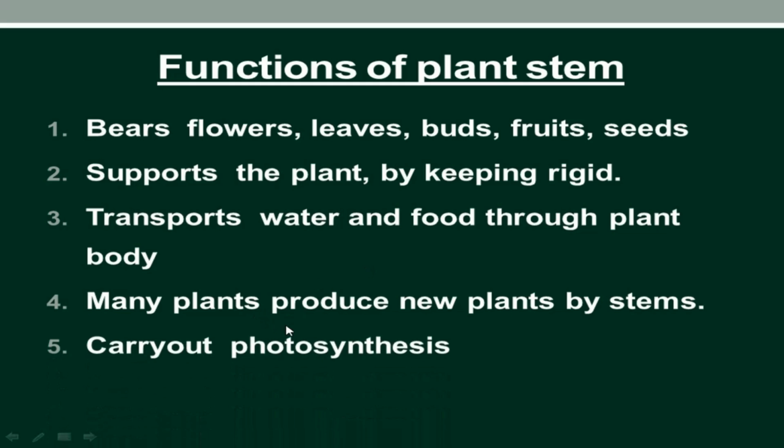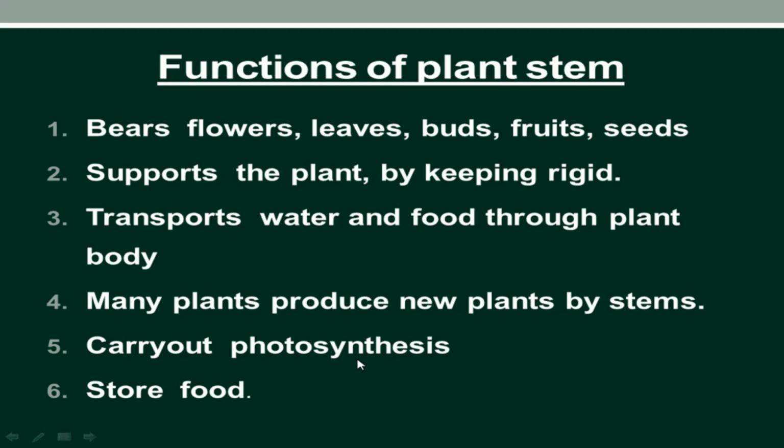Next one, carry out photosynthesis. You have seen that some stems of plants are green in color. It means they contain chlorophyll. Therefore, such stems carry out photosynthesis. Next one is store food. As an example, sugar cane and kitul store food in their stems. Those are the functions of the plant stem.